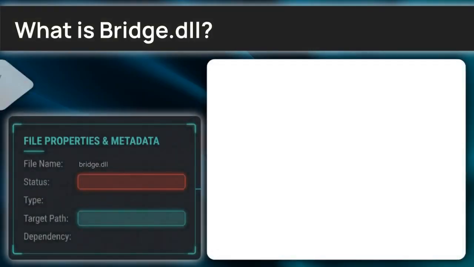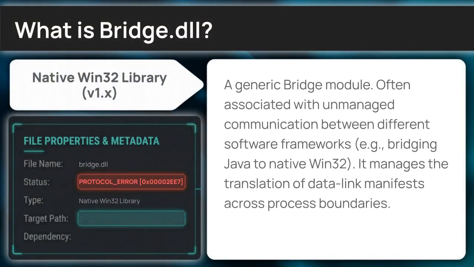This is the Bridge Library, a generic bridge module, often associated with unmanaged communication between different software frameworks, e.g., bridging Java to Native Win32. It manages the translation of data link manifests across process boundaries. Now that the background is clear, let's walk through the actual installation steps.